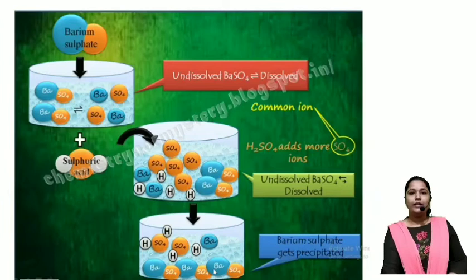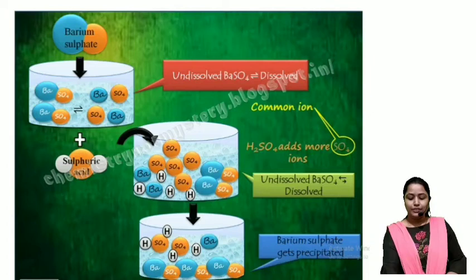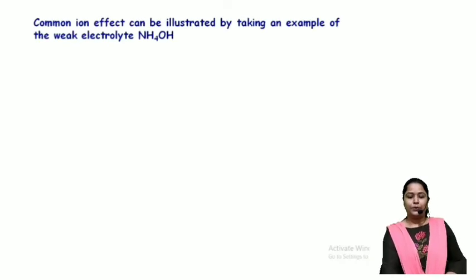Therefore, common ion effect is used to get the precipitate in inorganic qualitative analysis. You also have performed such practicals last year, detection of acidic and basic radical. So, again we consider another example of weak electrolyte NH4OH.